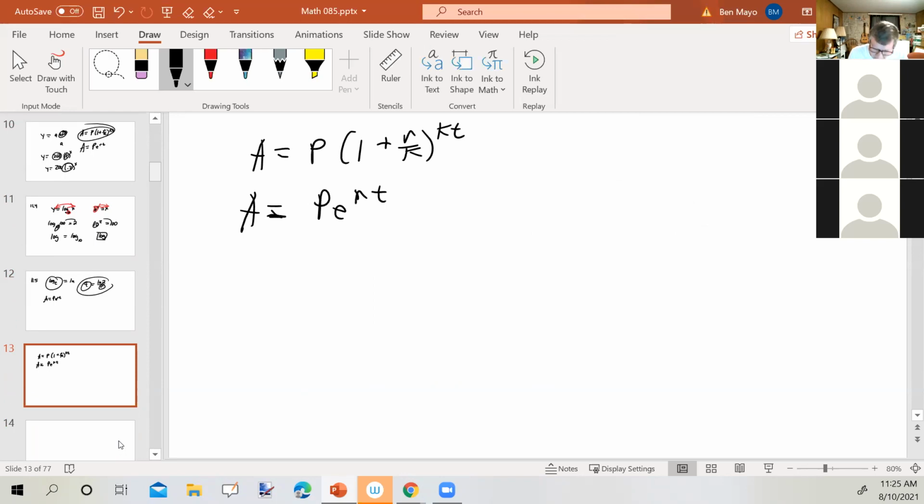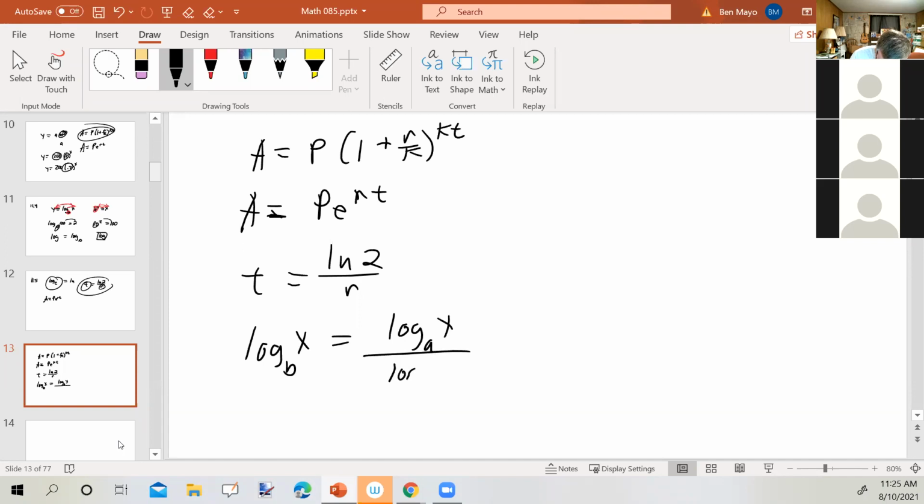Exponential growth or decay formula. Doubling time of an exponential growth problem or one that's growing continuously. Let's see here. We've got the change of base formula: log base b of x equals log base a of x over log base a of b.